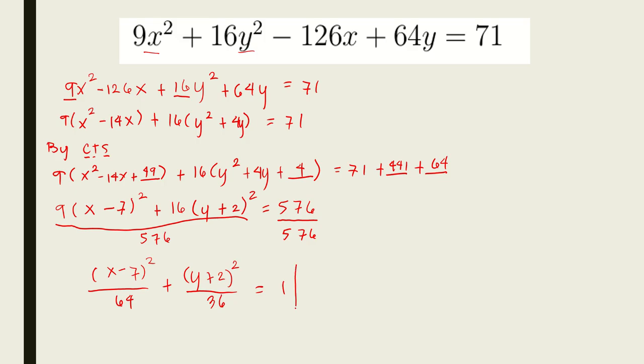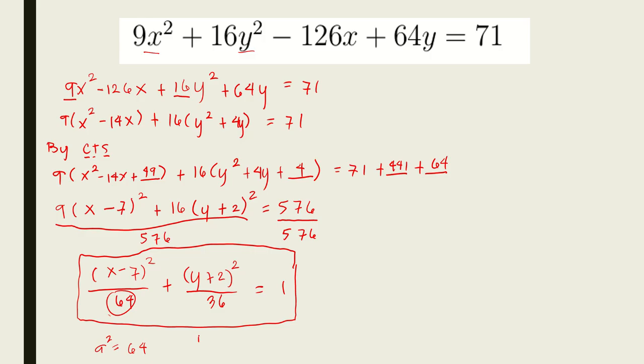As you can see, we already formed our standard equation, and that is x minus 7 quantity squared all over 64 plus y plus 2 quantity squared all over 36, equal to 1. Looking at the denominators, is the bigger value under the x variable or the y variable? Obviously, it is under the x variable. So 64 is bigger than 36. So a squared is equal to 64, and b squared is equal to 36.